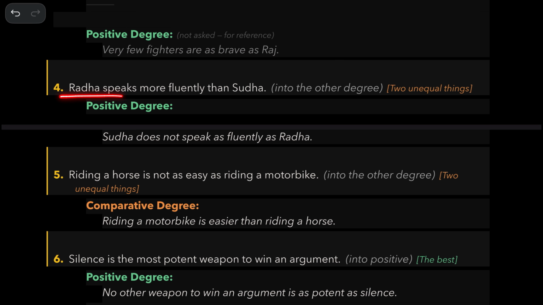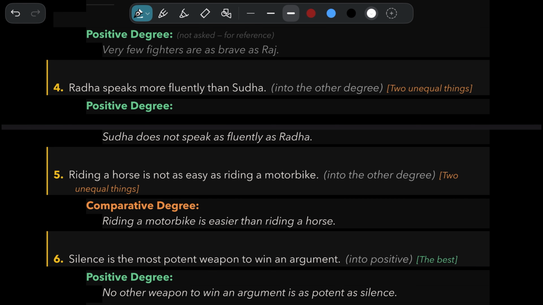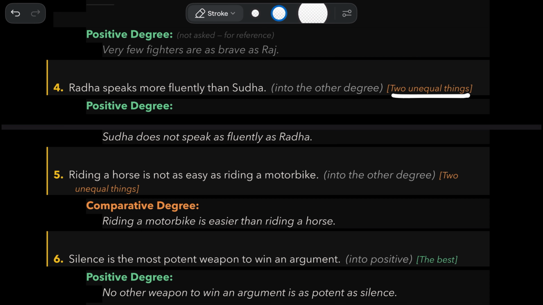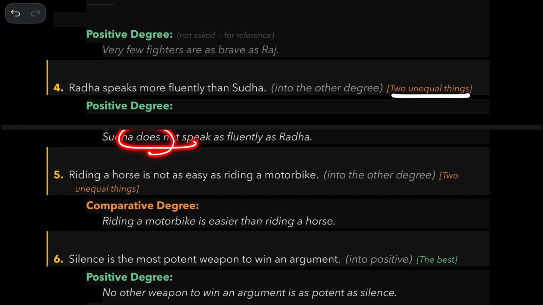Radha speaks more fluently than Sudha. So only two people, right? Their actions are compared. So this is not required actually, and this is very confusing also. So two unequal actions, okay? One speaks better or more fluently. We have seen this already. Sudha does not speak as fluently as Radha. See here, speaks changes to does not speak. That you need to remember. You cannot use something like cannot.